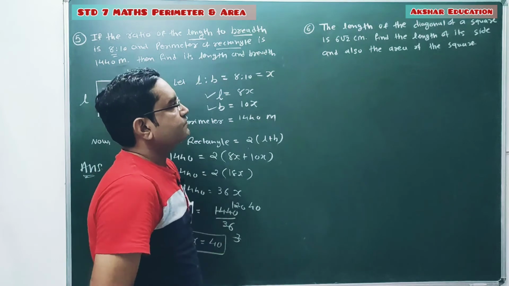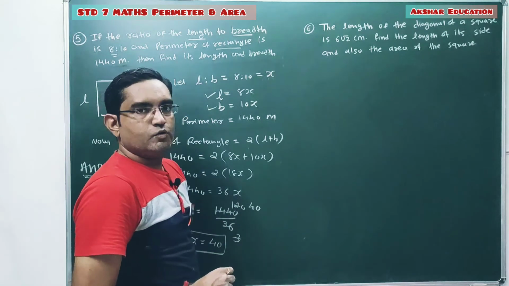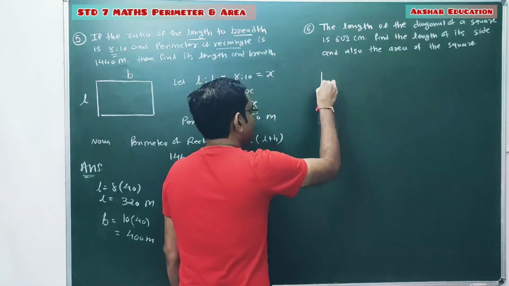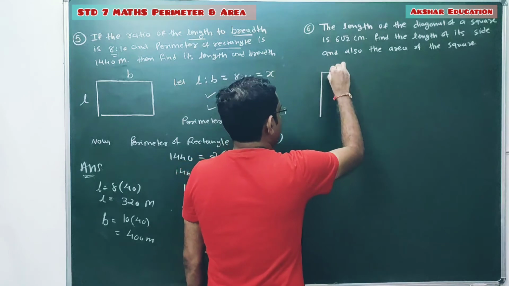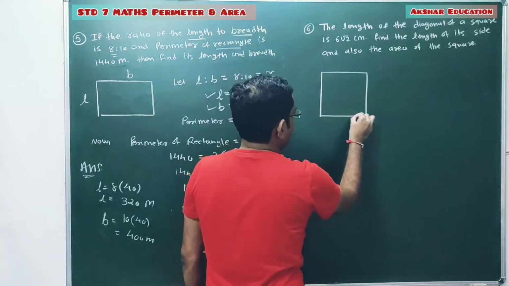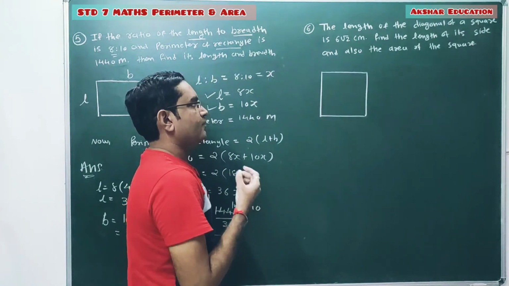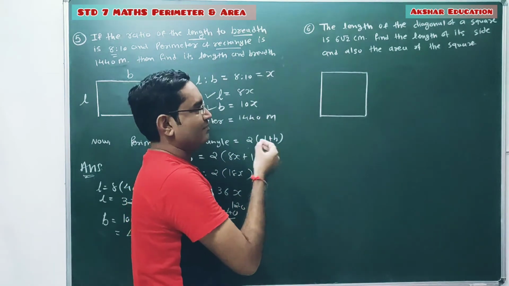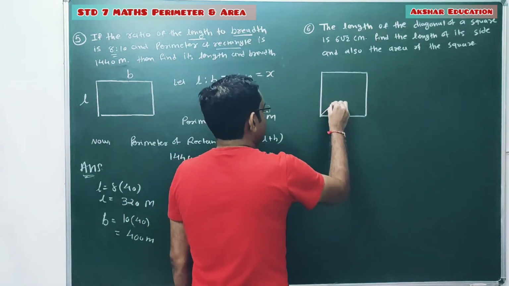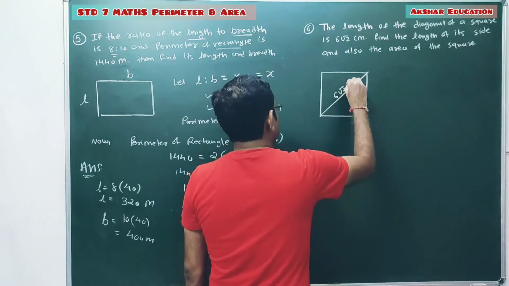So here the length of the diagonal of a square is 6 root 2 centimeter. Square is given. So first you have to draw the diagram. Without diagram we can't do anything, and you should not do anything without diagram. Draw a good diagram, without scale. So the square is there, the diagonal is 6 root 2 centimeter.